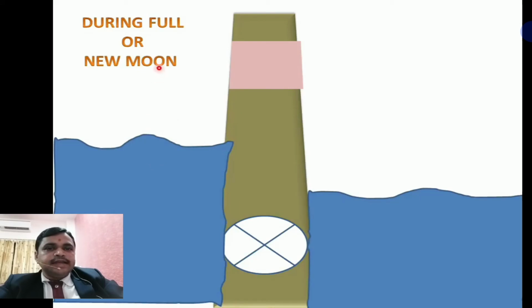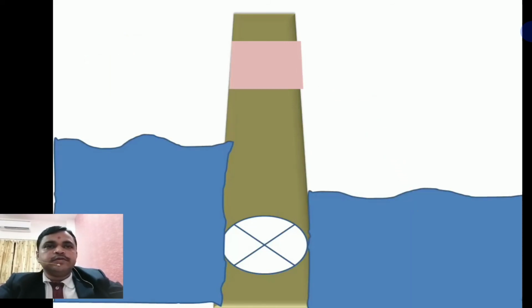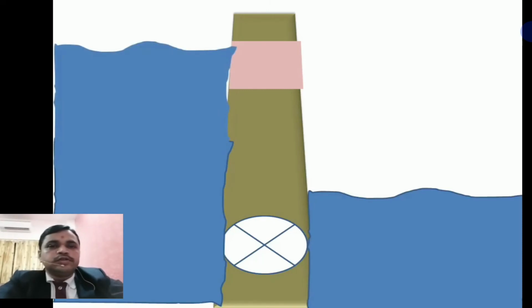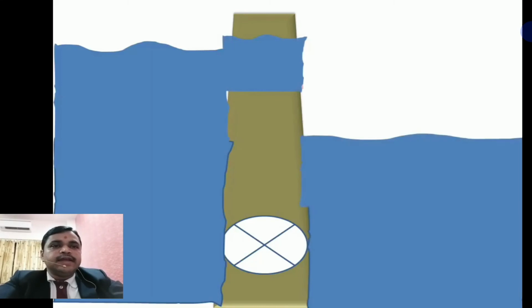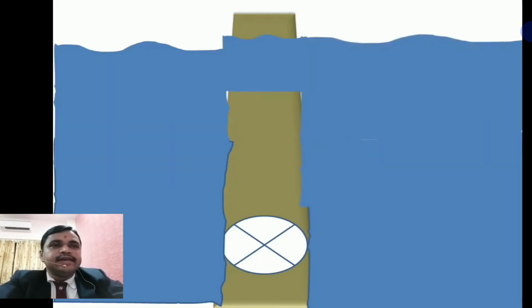The tide is created by the sun and moon. So in the situation of a new moon or full moon, there is a very high tide in the sea and the basin is filled up with the high tide.